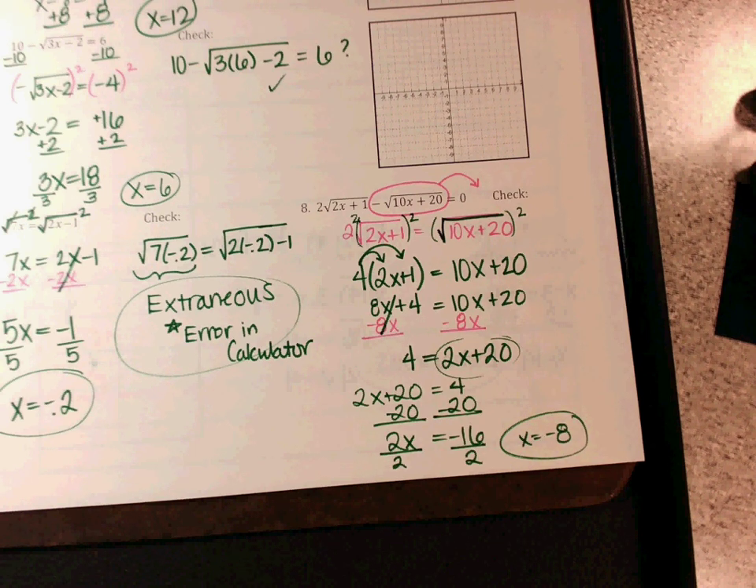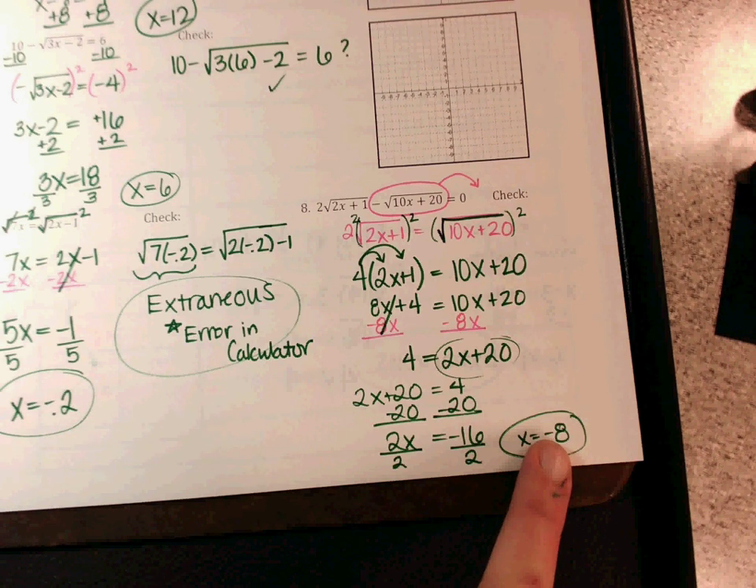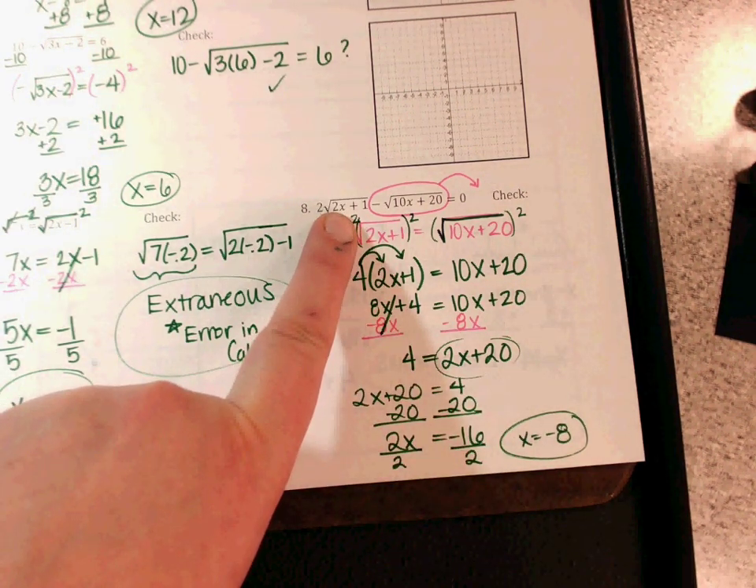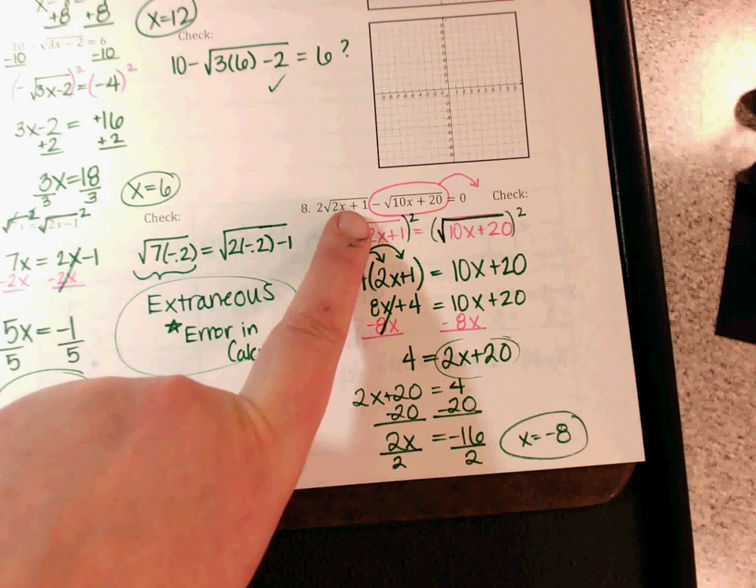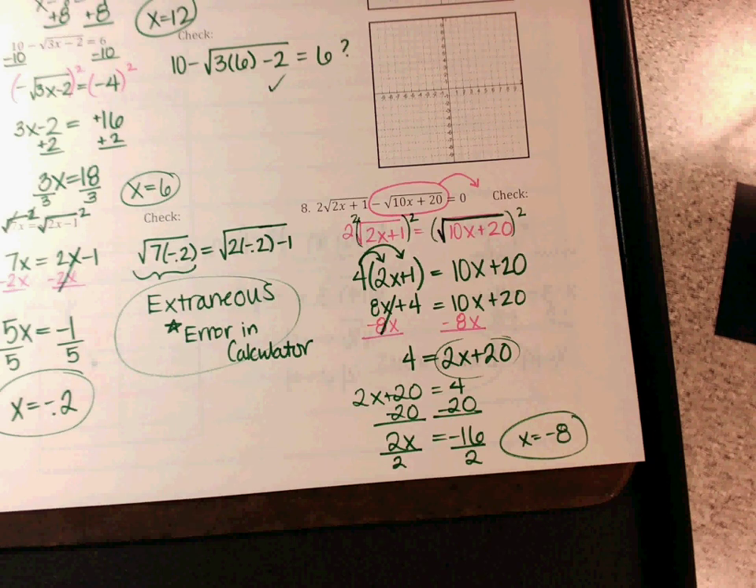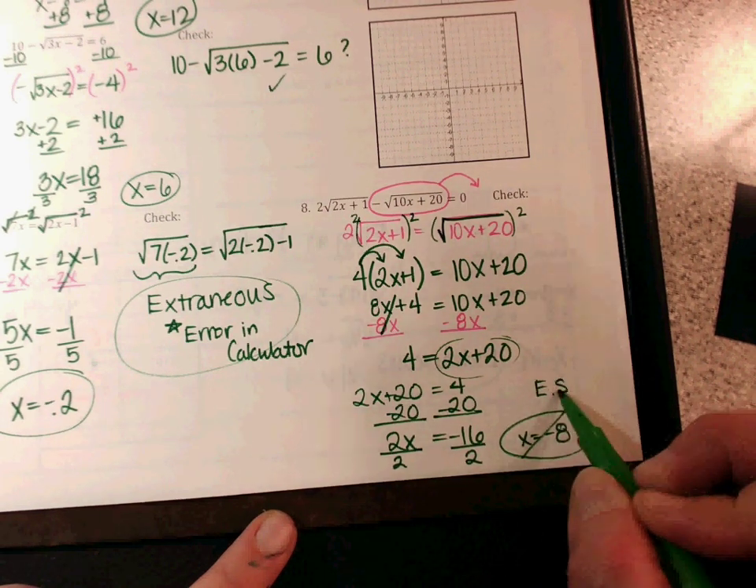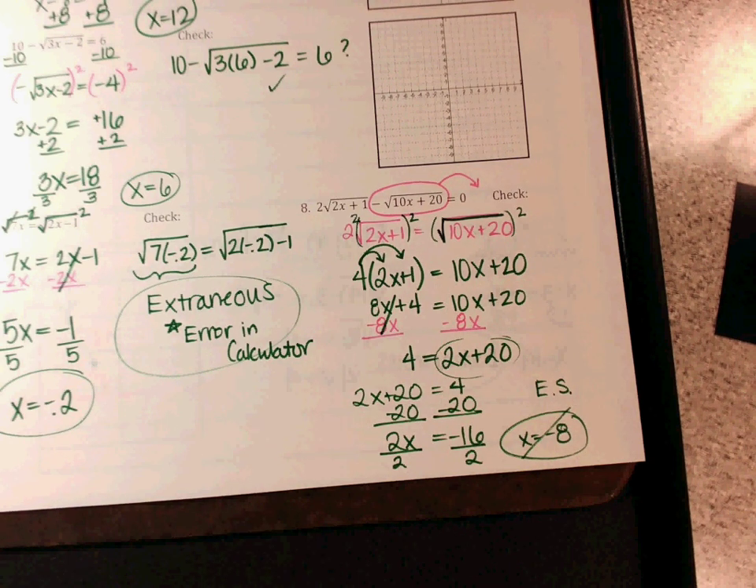Now, you can go back and plug that in, and you're going to find out that it's extraneous. This is why. When I put my negative 8 into this equation, what's 2 times negative 8 in there? Negative 16. And then if I add 1, that's negative 15. Can I have a negative in a square root? No. So cross it out. ES, or extraneous solution. If it's a negative in the square root and it doesn't cross out with another negative, that's when it cancels out.